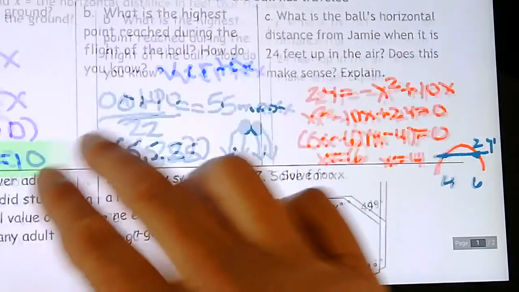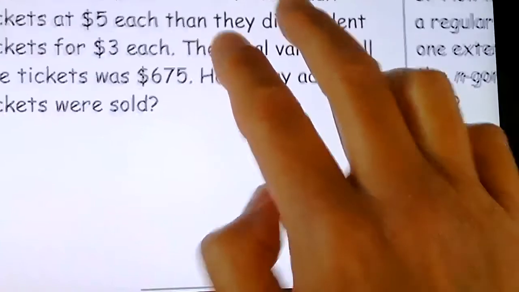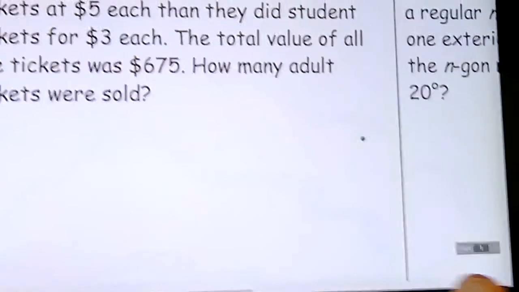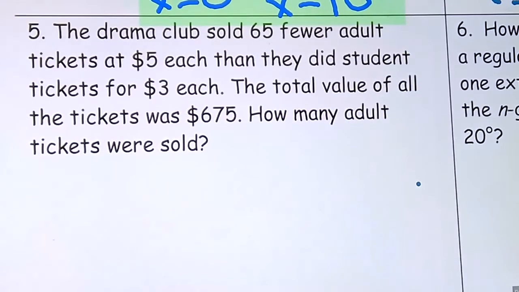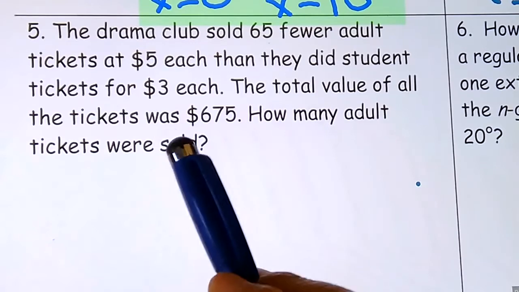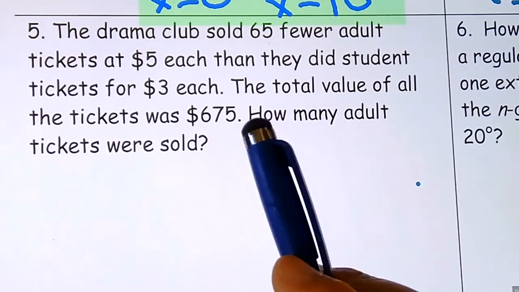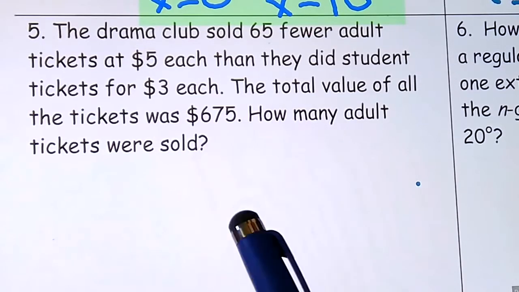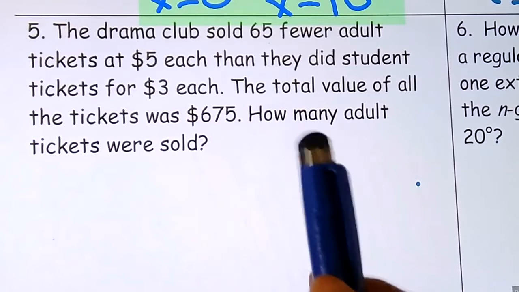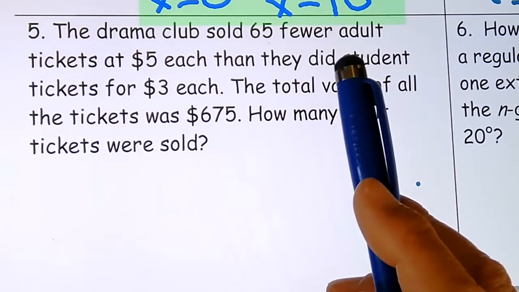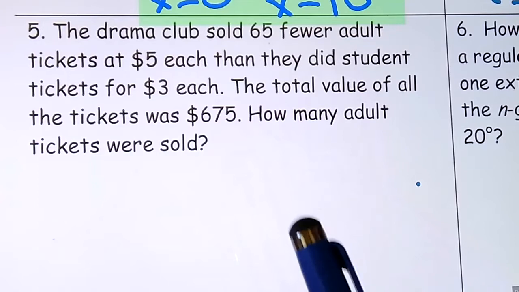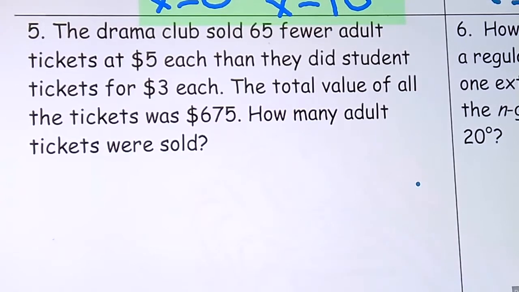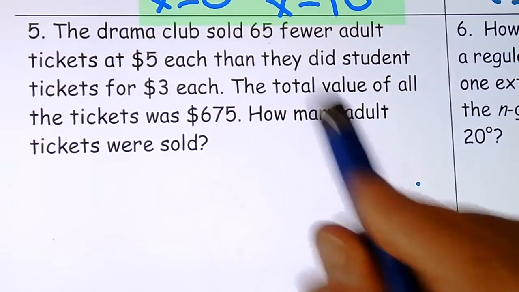Okay, so on number 5, the drama club sold 65 fewer adult tickets at $5 each than it did student tickets for $3 each. The total value of all tickets was $675. How many adult tickets were sold? This is a system. I'm going to have A be adult tickets and S be student tickets. And I'm going to do my S in cursive, so that it doesn't look like a 5.